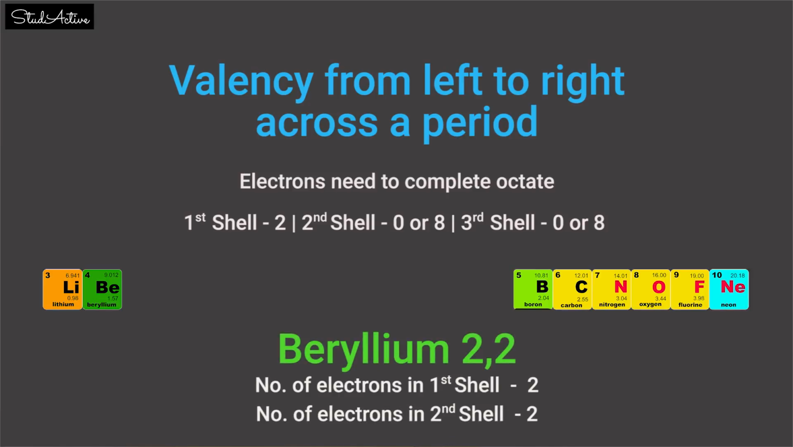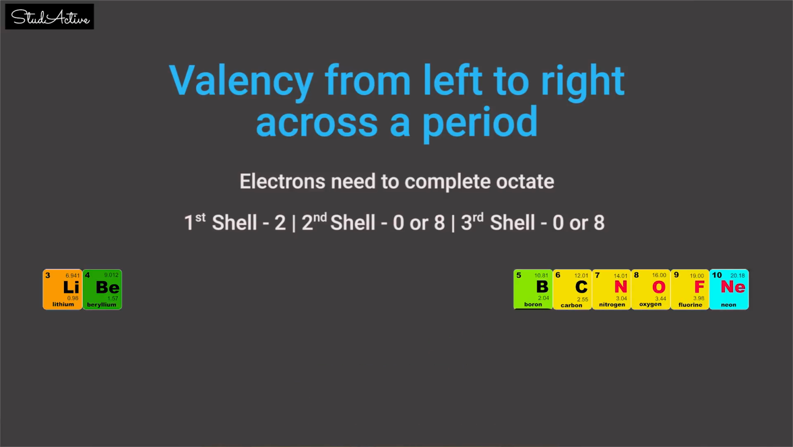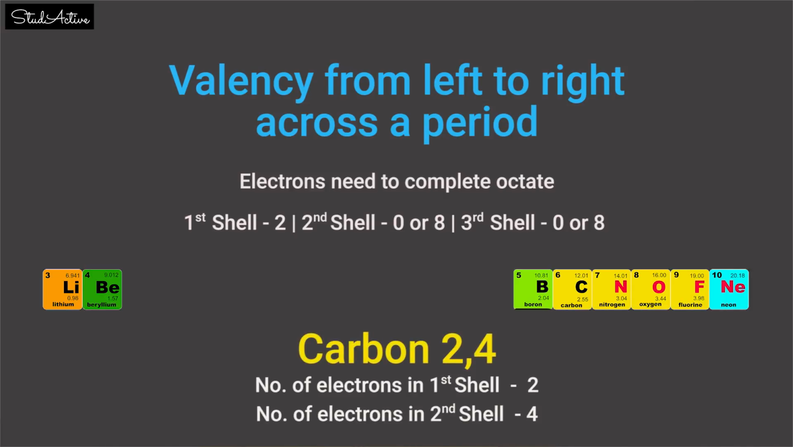Beryllium has got electronic configuration 2, 2. So, the valency of beryllium will be 2. Boron has got electronic configuration 2, 3. Hence, boron can give away these 3 electrons or share these 3 electrons. So, the valency of boron is 3. The next element is carbon in this period, whose electronic configuration is 2, 4. Carbon can share these 4 electrons and attain its octet. So the valency of carbon is 4.